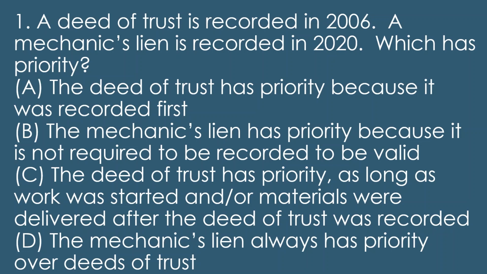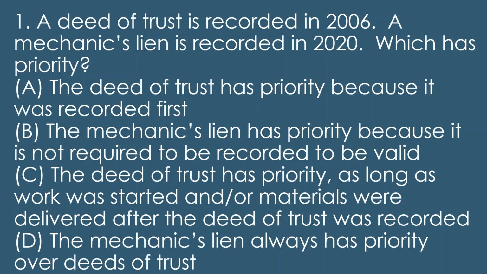As always, we like to go through the question, dissect it, and understand what it's asking to give us an idea of and formulate an answer before dissecting and going in depth over the answer options. This will guide us in the right direction. So the question is talking about priority of recording. We have a deed of trust that's recorded in 2006. Mechanic's lien is recorded in 2020.